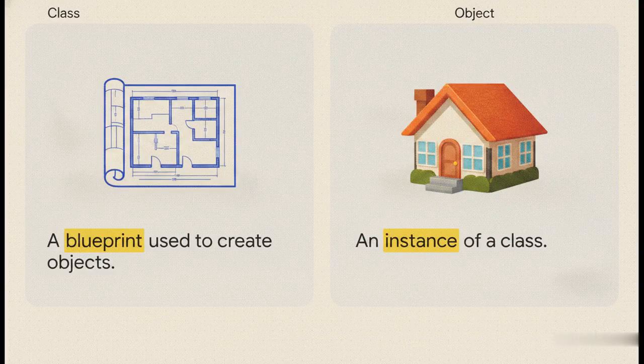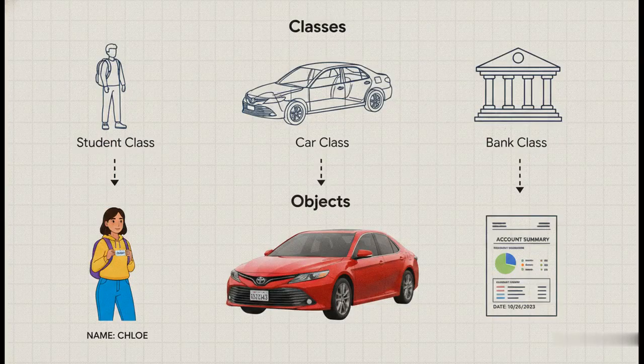To really get OOP, you kind of have to think about architecture. A class is basically the blueprint drawn up by the architect. It defines the entire structure. But you can't live inside a blueprint. It'd be pretty drafty. The object is the actual physical house built from that blueprint. And the beauty is, you can build as many physical houses, or objects, as you want from that one single class.